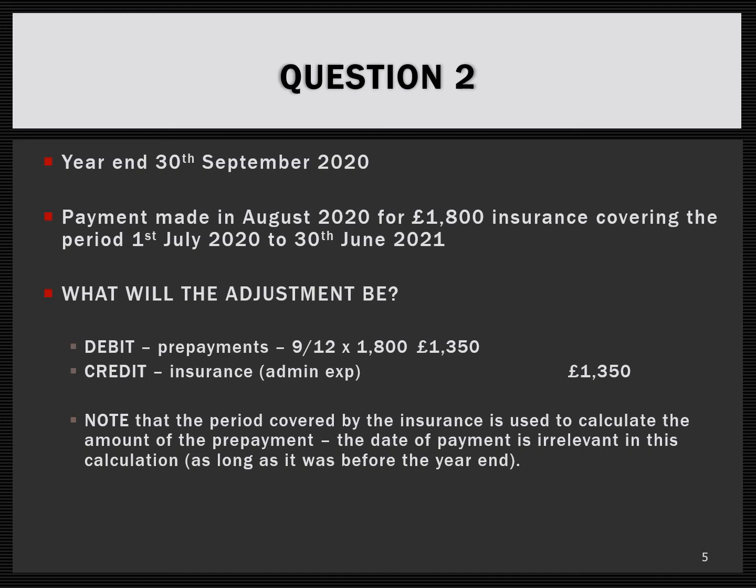And as the slide says, just note that the date of payment is to some extent irrelevant. It's the date that the benefits will be used up that's important, i.e. the 1st of July to the 30th of June. The fact that payment was made in August doesn't make any difference to the calculation as long as it was before the year end.